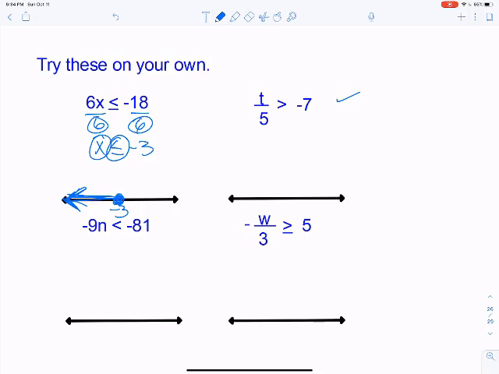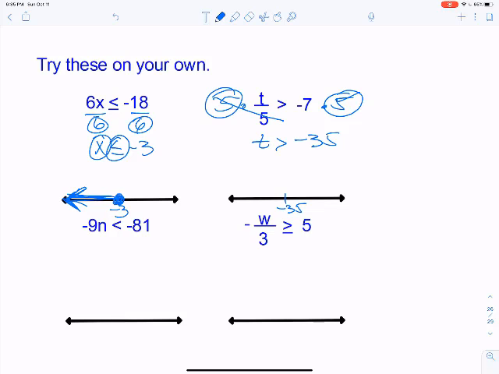Okay, so the next one, we're going to come over to this one. I've got to divide by 5, so I'm going to do a times 5 and a times 5. So my 5s divide out, I'm left with t. On the right-hand side, I'm left with negative 35. Well, the number that I moved across was a positive 5, so my inequality does not flip. I need a value greater than negative 35, so I put negative 35.